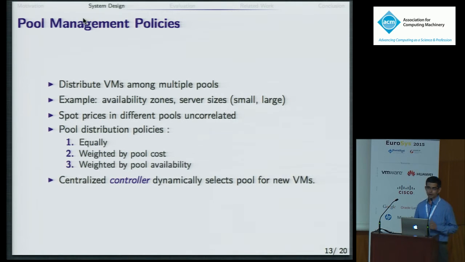So what are these different Spot pools? We have observed that different availability zones and servers of different sizes have uncorrelated Spot prices, which means that their failures are also uncorrelated. As a result, we can employ multiple simple policies to distribute user VMs to different Spot pools. For example, we can do it equally, or we can do it by a weighted ratio of the server pool costs or by a weighted ratio of the server pool availability.